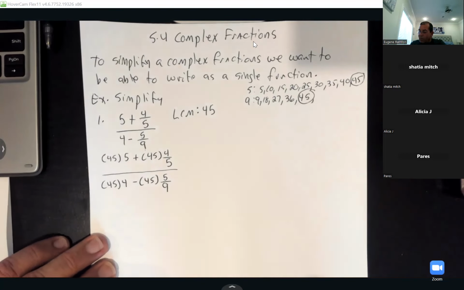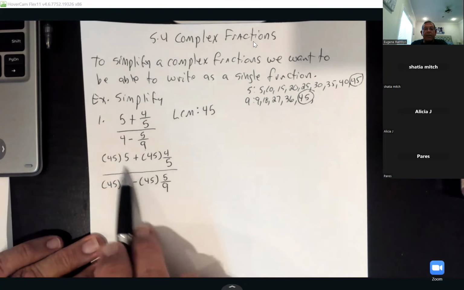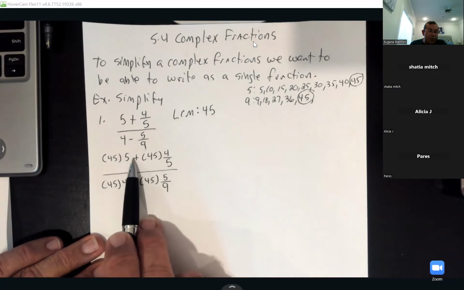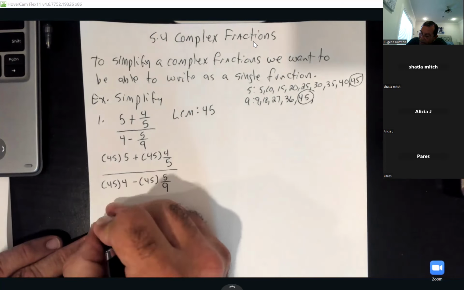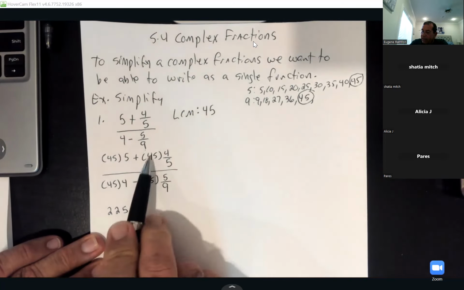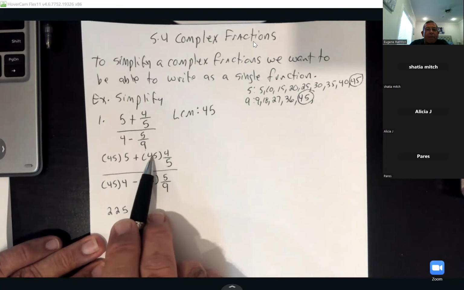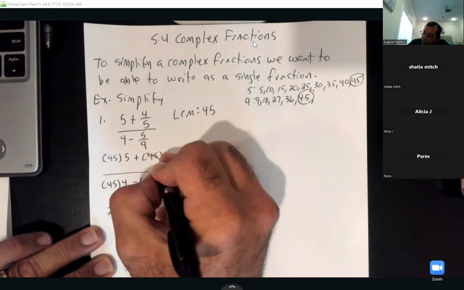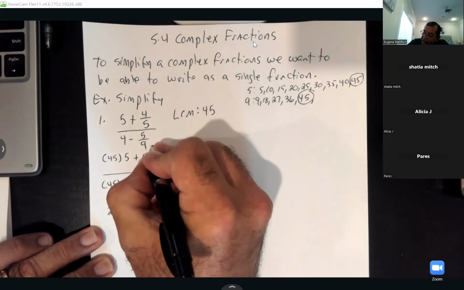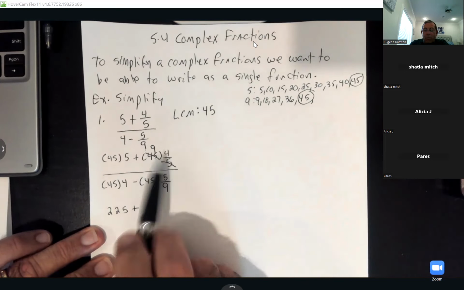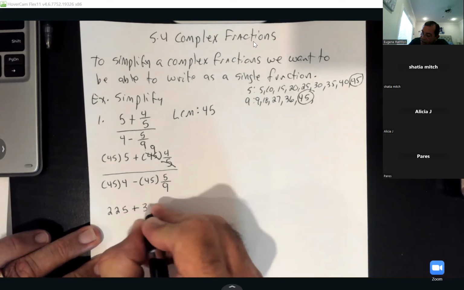All right, at this point, we're going to start simplifying each part. So here, 45 times 5, you're just going to multiply that and get 225. Plus, right here, the reason we wanted the least common multiple, because that 45 will now divide by that 5. So if you divide 45 by 5, you get 9. And then we multiply the 9 times the 4 that's on top and get 36.